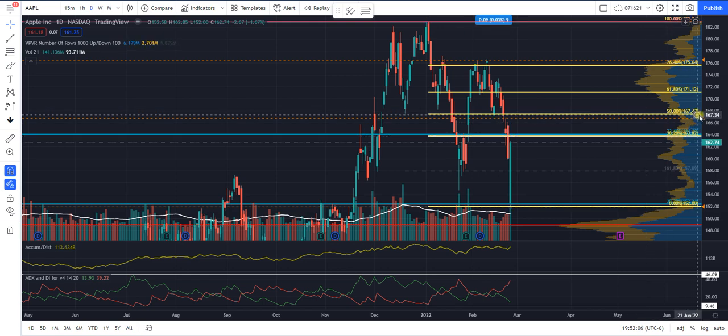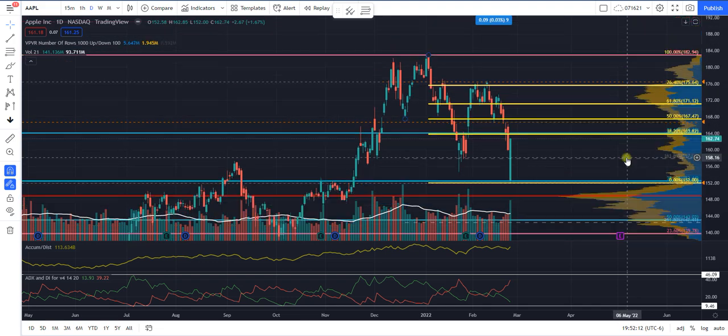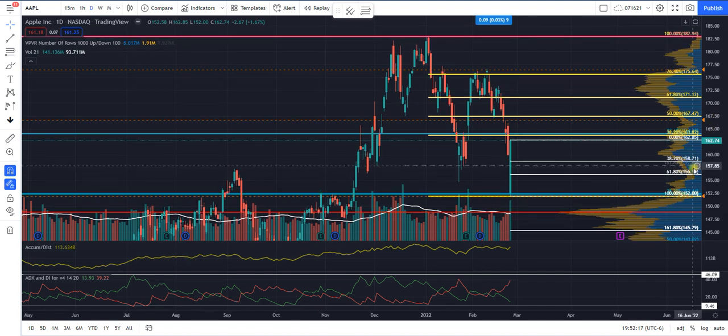Resistance 2, 167.47, and then 171.12. If we unhide this, we have our support points 158.71 and 156.14, then back down into retest at 152.44, and then volume near 149.